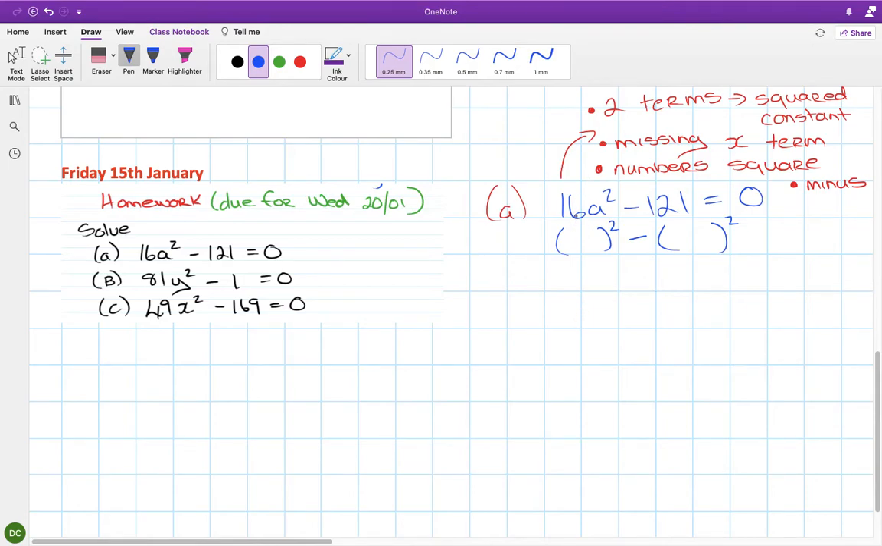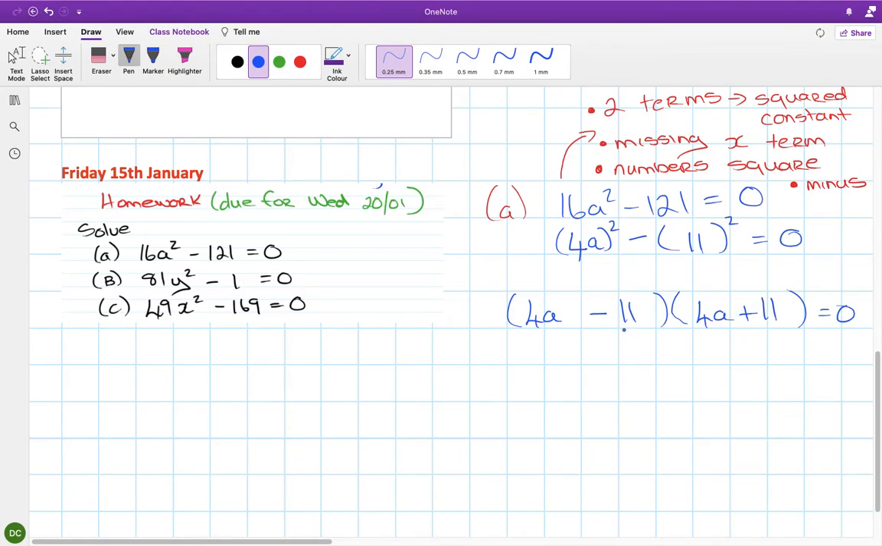When there's numbers and letters, you do it separately. So what's been squared to give you 16? 4. And what's been squared to give you a squared? It's a. What's been squared to give you 121 is 11. Then we open up our brackets and we do first minus second, first plus second. So the first one minus the second one, the first one plus the second one, equals 0.